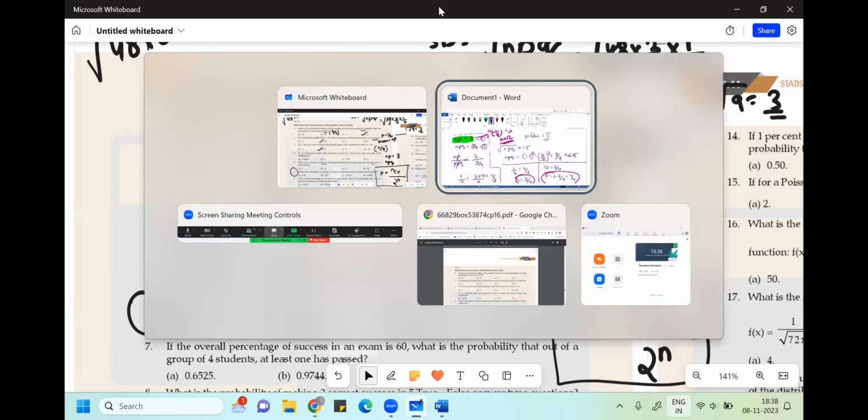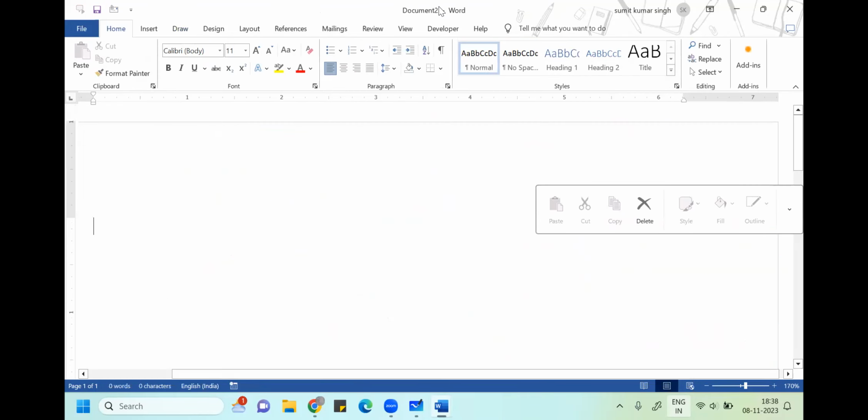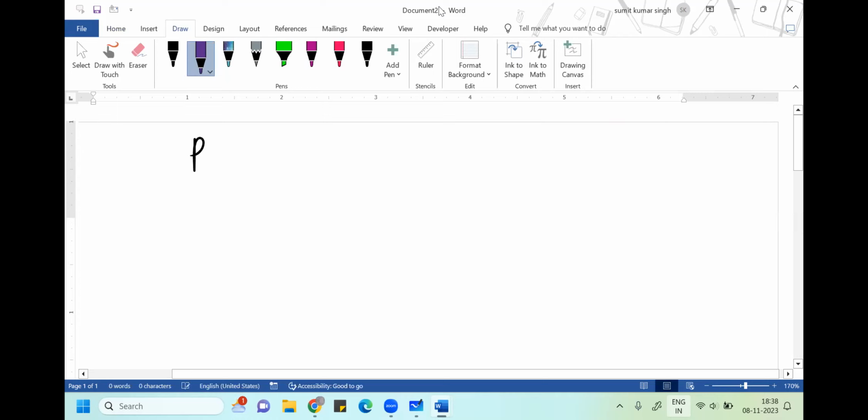Whenever you get any problem on a coin, I'm assuming that your basic knowledge of NCR and NPR is good. So whenever you get a problem on coin, please just use the formula. Probability is equal to NCR by 2 to the power n.